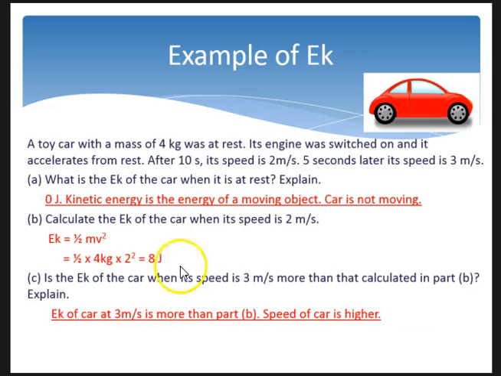And for the next part, is the EK of the car when the speed is 3 meters per second more than that calculated in part B? Well, that is very obvious. When the car is moving faster, the kinetic energy of the car will be much greater than at part B.